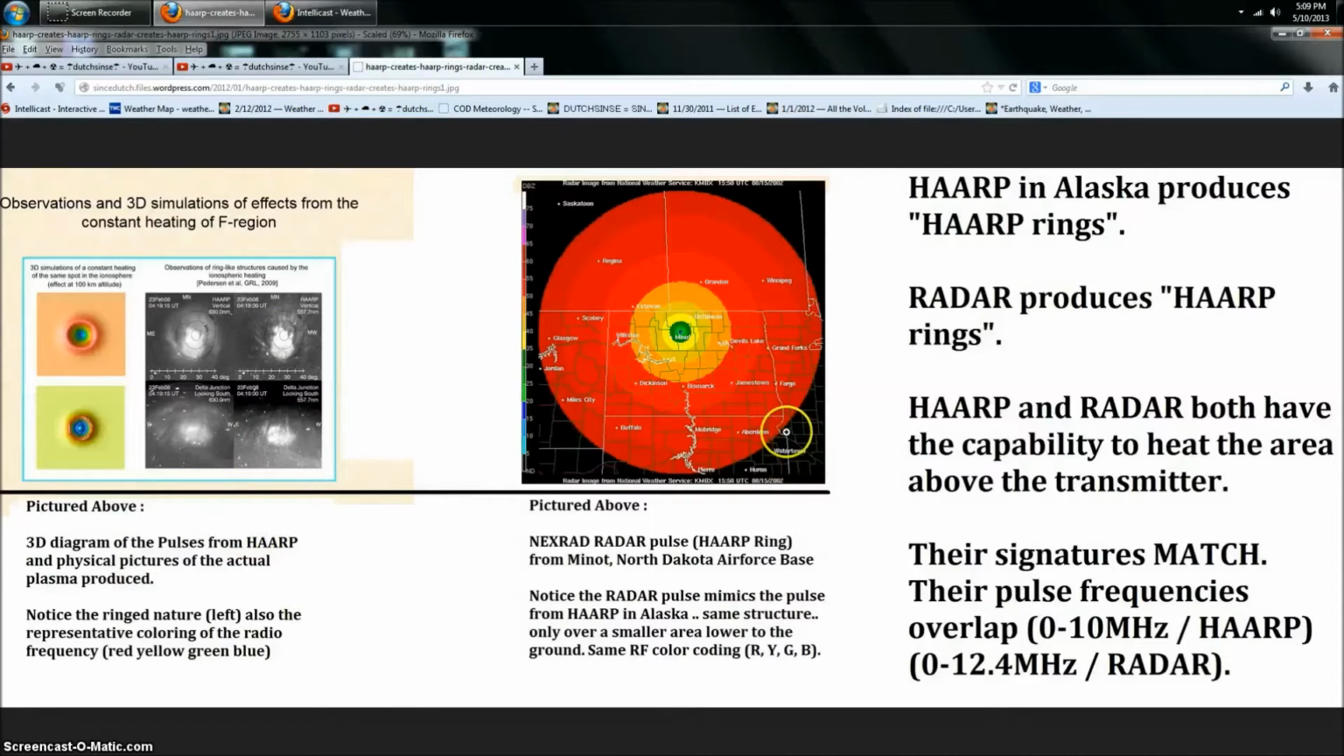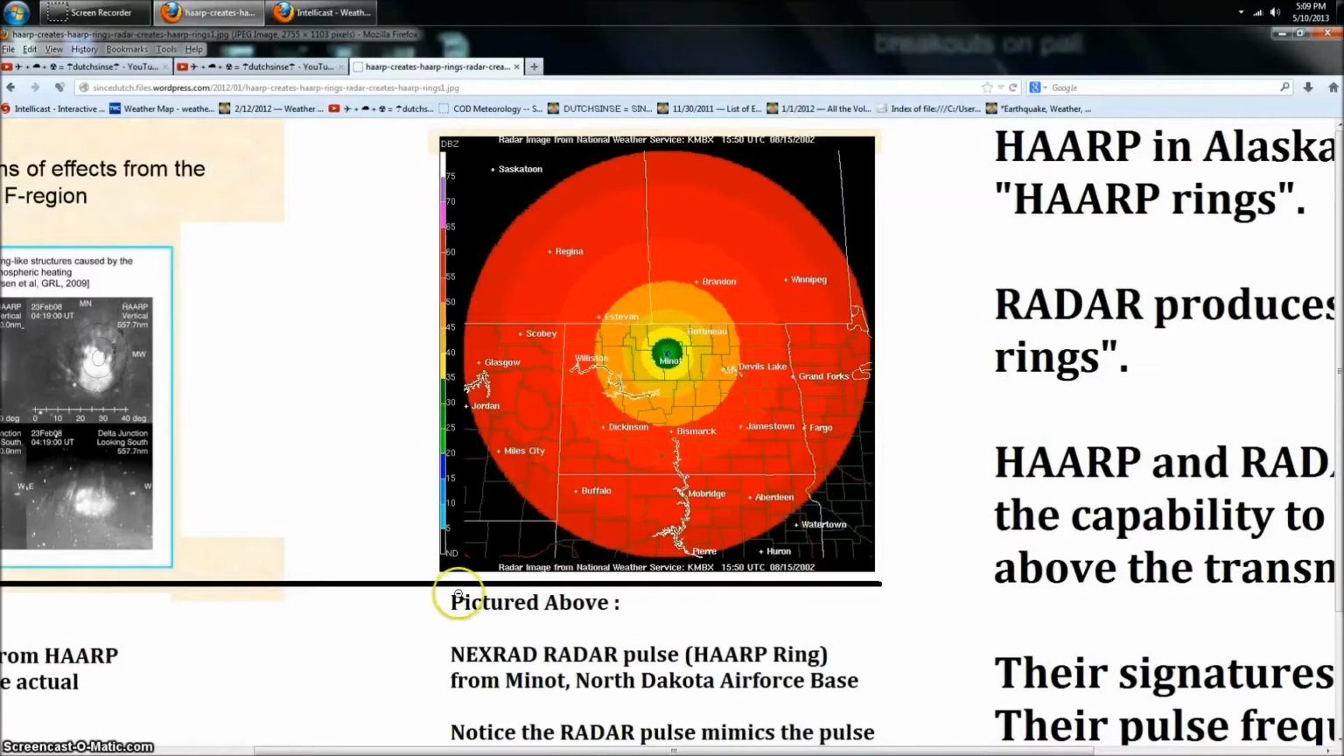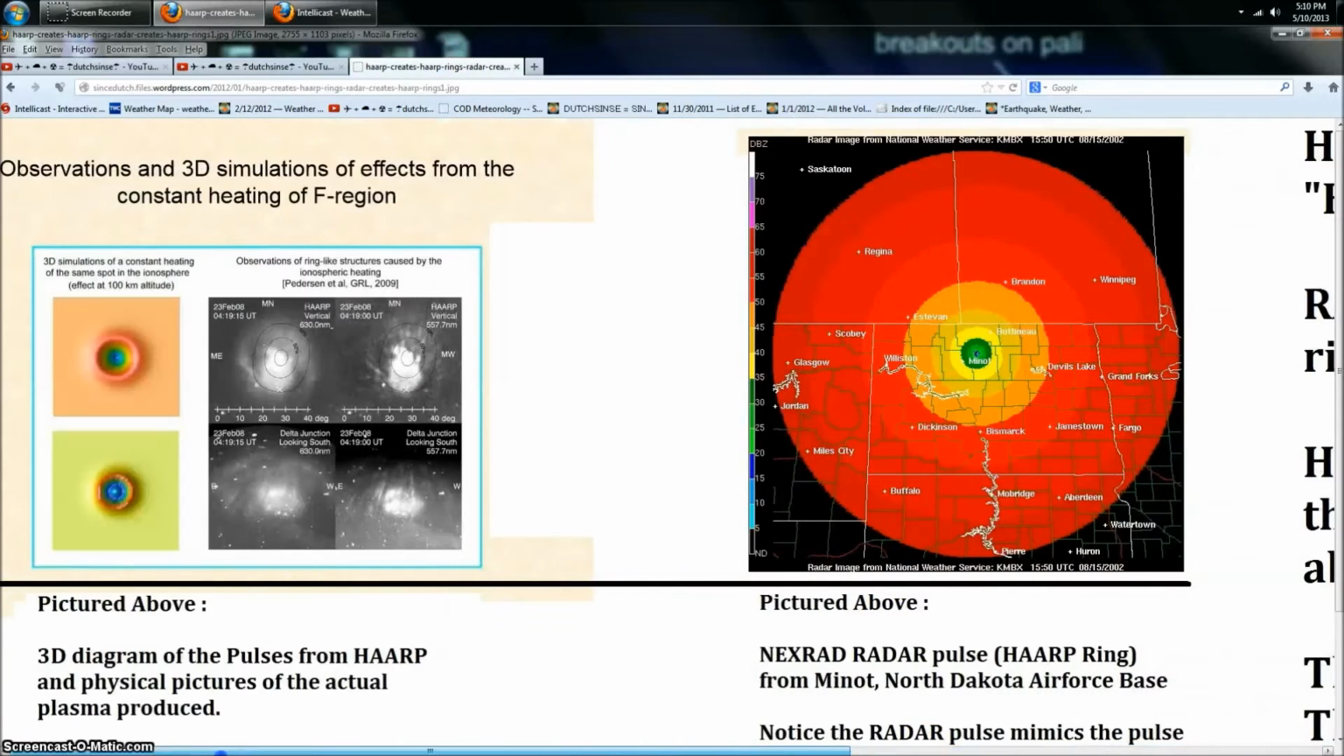Okay, so on the right-hand side, this is an actual pulse that came out of Minot, North Dakota, recorded on NEXRAD radar. Compare the HAARP image on the left to the radar image on the right, and you'll see the color coding is the same, the 3D representation is the same. I would venture a guess that the area is smaller, of course, above the NEXRAD radar due to the peak pulse wattage at 750,000 watts as opposed to HAARP at 1 billion. But the radio frequency coding is the same. You can clearly see they both produce a ring effect, and that's actual plasma that's forming.